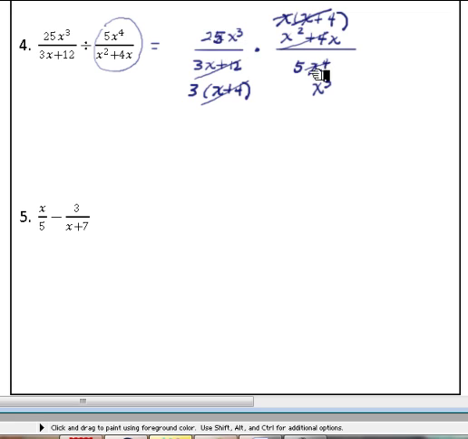Here we have a 5 and a 25. So let's divide by 5. We're left with a 5 up here. And here I see an x cubed and an x cubed. So let's just cancel that. All right, let's look carefully. What are we left with? Well, I see a 5 in the numerator and a 3 in the denominator. So I think that's just 5 over 3.